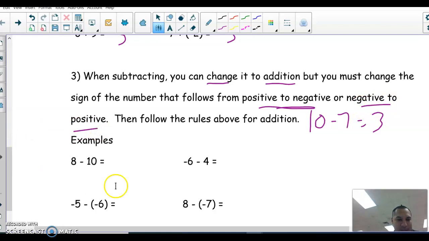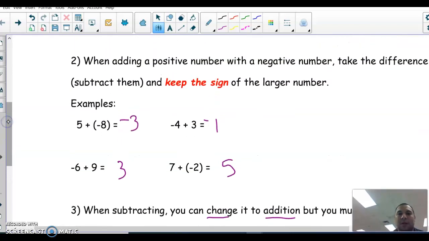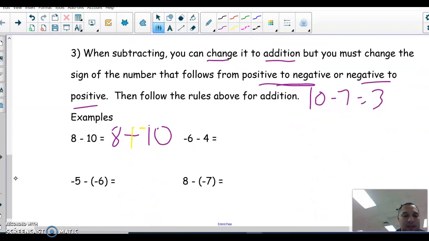So for all of these here, you don't have to subtract. You don't have to subtract ever, actually. You can just change them all to addition. So instead of 8 minus 10, I can turn it to plus, but change the sign so that 10 is now negative. And now we can follow the rules from up here. We have one positive, one negative, take the difference, keep the sign of the larger number. So 10 and 8, the difference is 2. The larger one was negative 10.